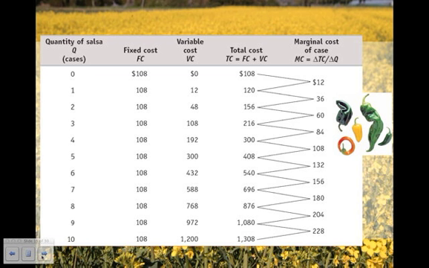So again, these are all things that you should be able to find. It might take a little while to remember all these different definitions for fixed, variable, total, and marginal, but with practice, we'll get it.